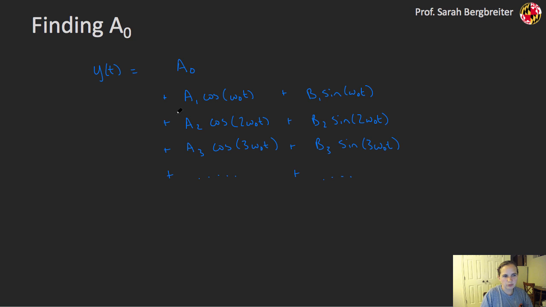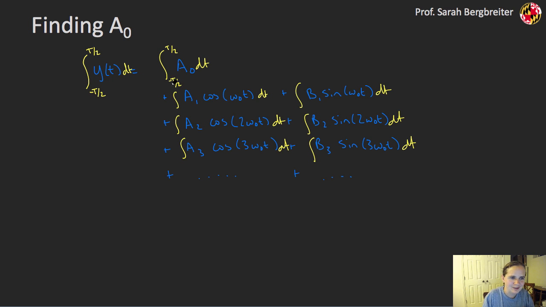Alright, so to go through the proof of how I would actually find a zero, I'm going to take the integral of both sides of this equation. I'm going to take the integral over a period once again from minus T over 2 to T over 2, because remember y of t is a periodic signal. And I'm going to take that, dt here, of all of these terms as well. I dropped the minus T over 2 to plus T over 2, so I hope you'll forgive me for that, but it was a little too onerous to write out.